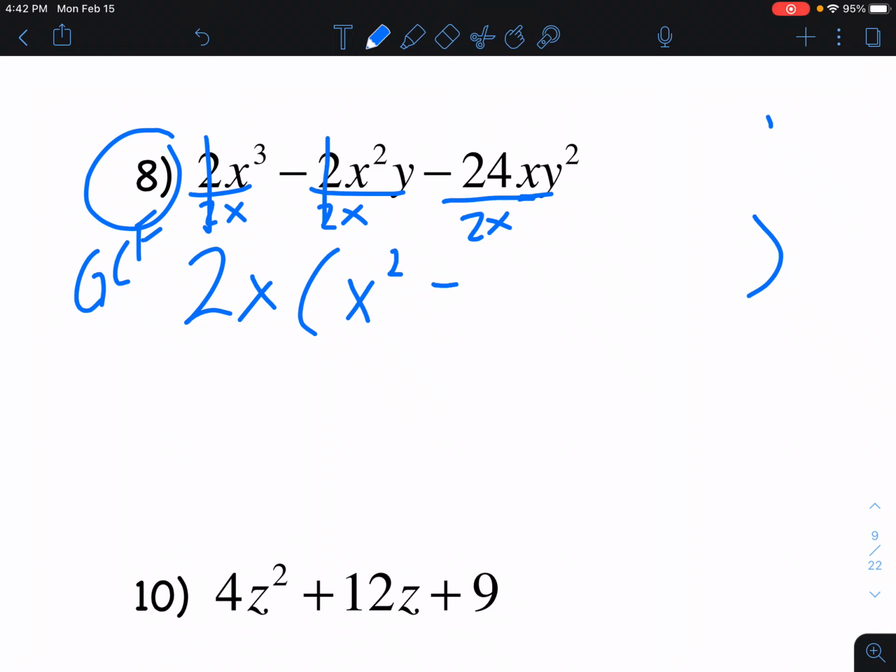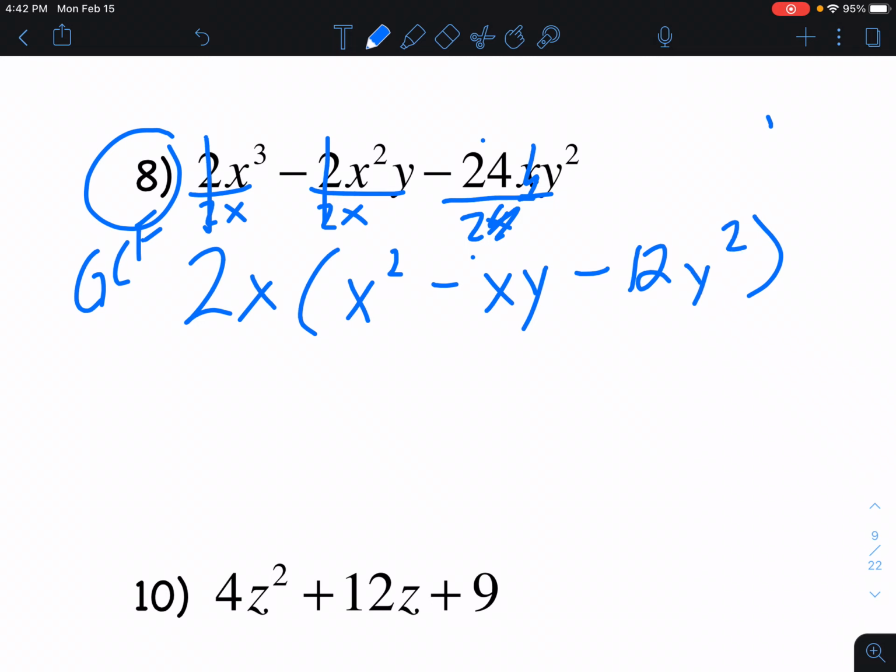The 2's cancel here also. X to the second divided by x is x. And then that y carries down. And then minus 24 divided by 2 is 12. The x's are identical, so you cancel them out. And then y to the second carries down.